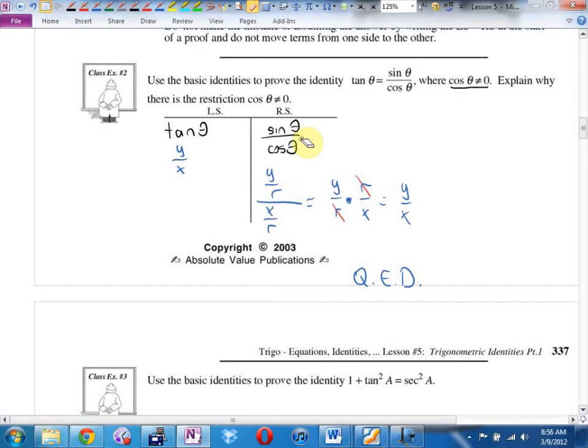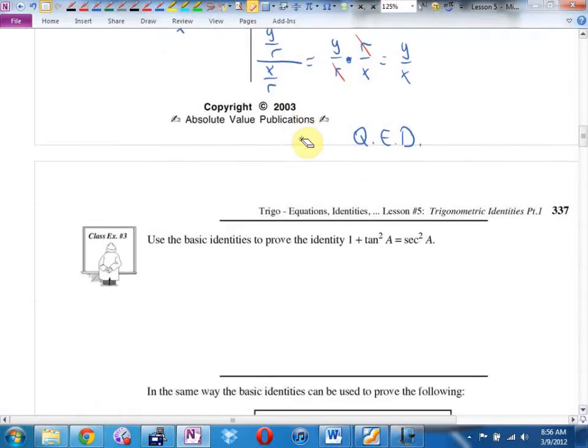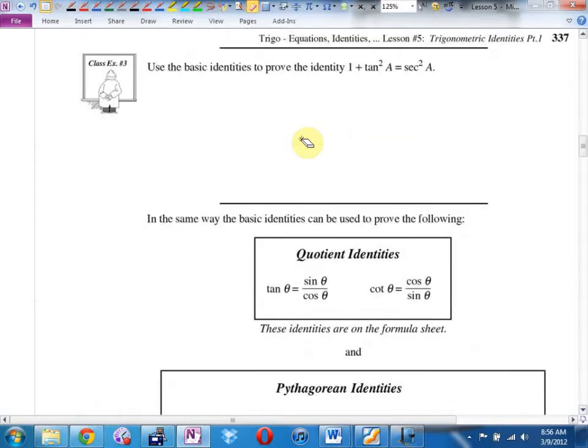In fact, if you don't have that memorized, then I know you haven't done any of the homework in your flunky test. Next page. It says, use the basic identities to prove this: 1 plus tan squared equals secant squared. Okay. I'm going to draw my t-table.